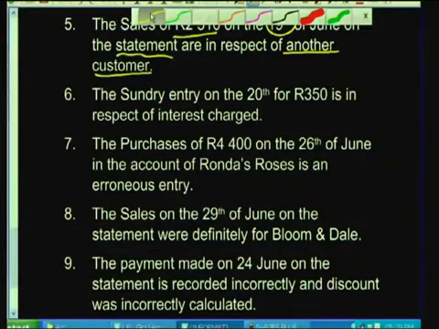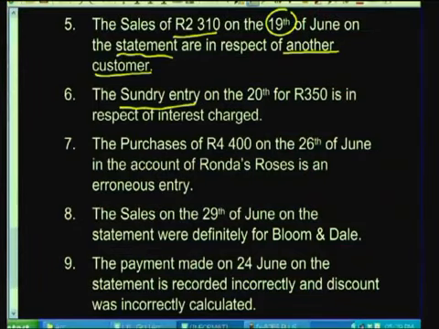Welcome back, Mindsetters. I hope you enjoyed that short break. We're doing Learn Extra Accounting and we're with Creditors Reconciliation. We're getting to the second half of this question, and we're going to look right now at adjustment number 6, or reconciliation item number 6, which says that the sundry entry on the 20th for 350 Rand is in respect of interest that has been charged.